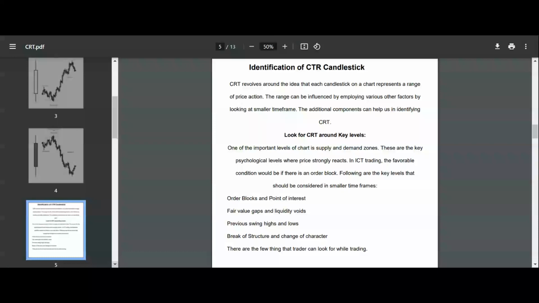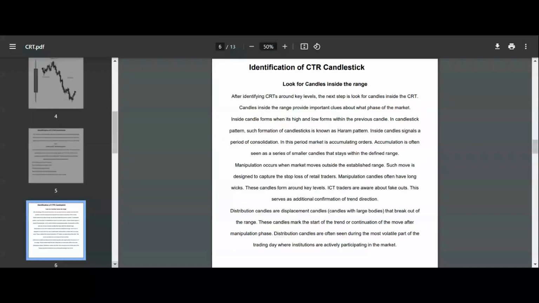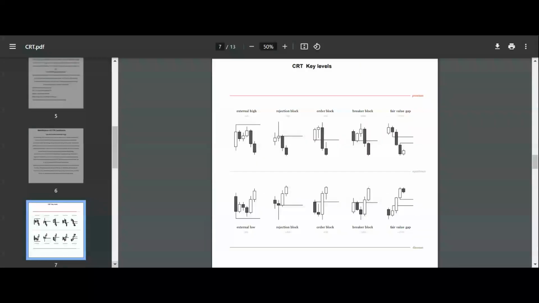Before you identify your CRT candle to trade, once you come up on the chart, I want you to look for these things. First, before you even identify anything on the chart, I want you to look at these things on the higher time frame. You should look for, if the market is bearish, then as you can see in this video, we have the premium, we have equilibrium, and we have discount.